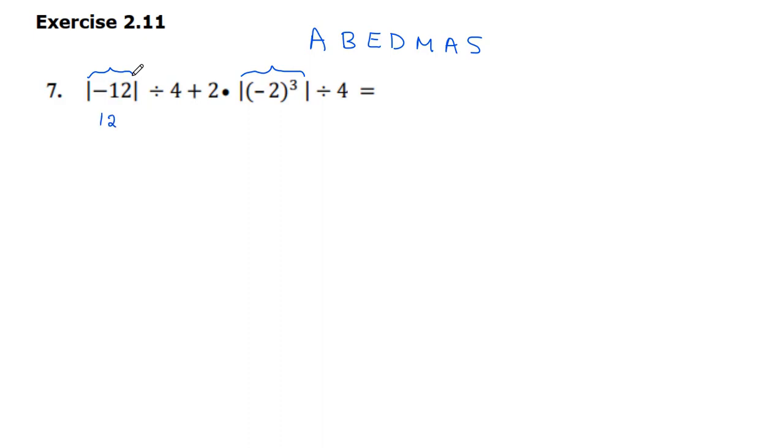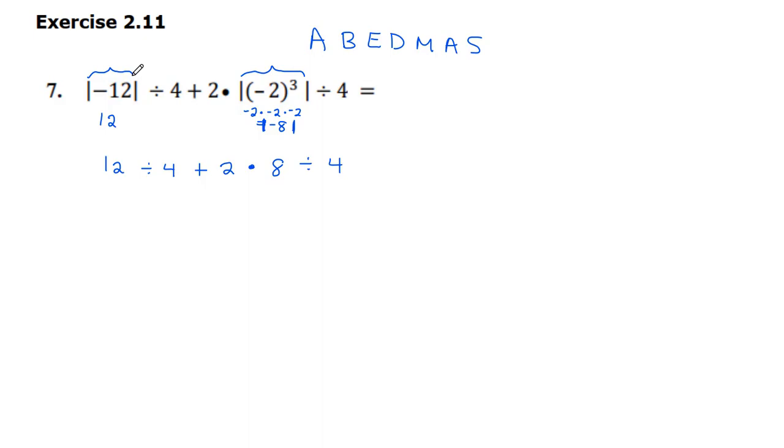In our second set of absolute value bars, we have an operation to do. This is negative 2 cubed. So this is negative 2 times negative 2 times negative 2, which results in negative 8. But because that's in absolute value bars, it's going to actually become 8. So we're going to have 12 divided by 4 plus 2 times 8 divided by 4. That looks a bit wonky. Let me just get that 8 looking nicer. Okay, so getting rid of those absolute value bars helps a lot.